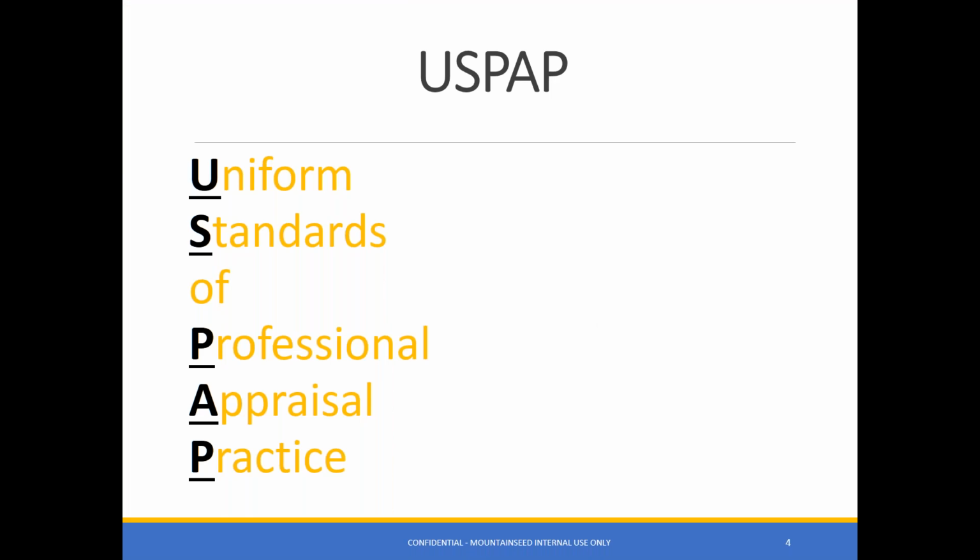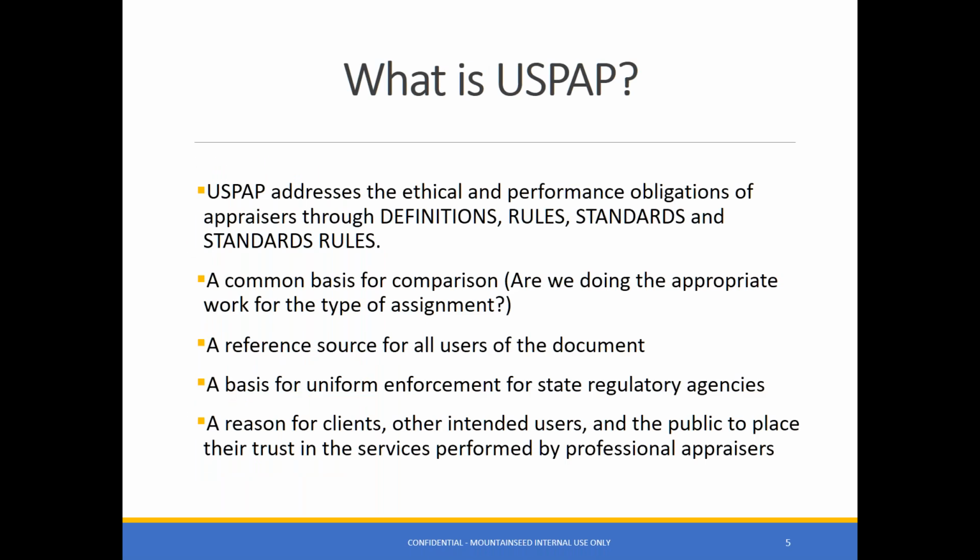USPAP stands for Uniform Standards of Professional Appraisal Practice. I'm hoping everyone knows that or has heard that before, but I've heard some pretty comical translations of the mnemonic. So, USPAP is Uniform Standards of Professional Appraisal Practice. What is it? It's a lot of things, but for the most part, it's a document that addresses the ethical and performance obligations of appraisers, and provides definitions, rules, and standards rules. It's a common basis for comparison. Basically, it allows us to use common words, common language, and common rules to follow.